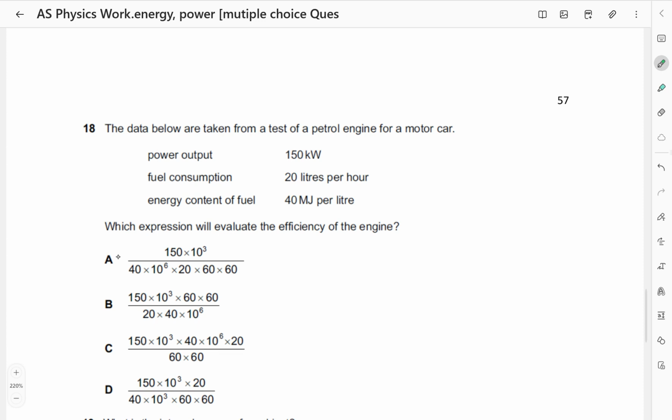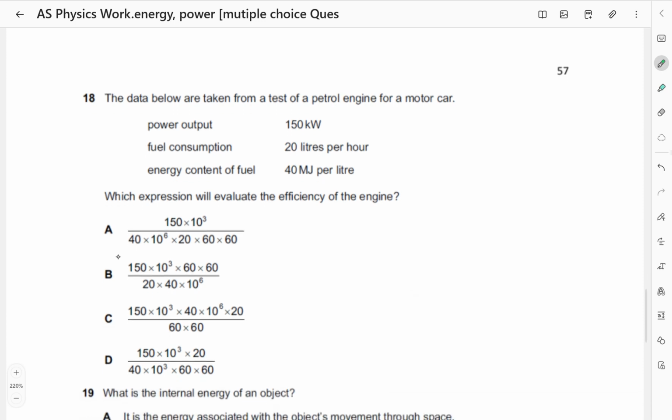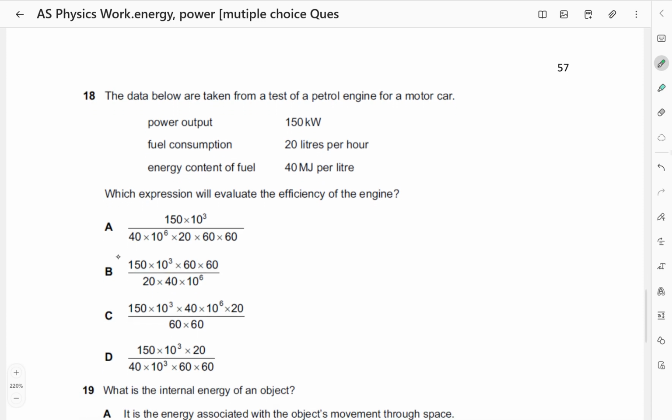The data below are taken from a test of a petrol engine for a motor car. Power output is 150. Fuel consumption is 20 liters per hour. That is the fuel input. So that means we can find power input as the fuel consumption, because it is energy, which is 50. Energy over time, that is power input. The total energy is going to be 40 megajoules. That is 40 times 10 power 6.